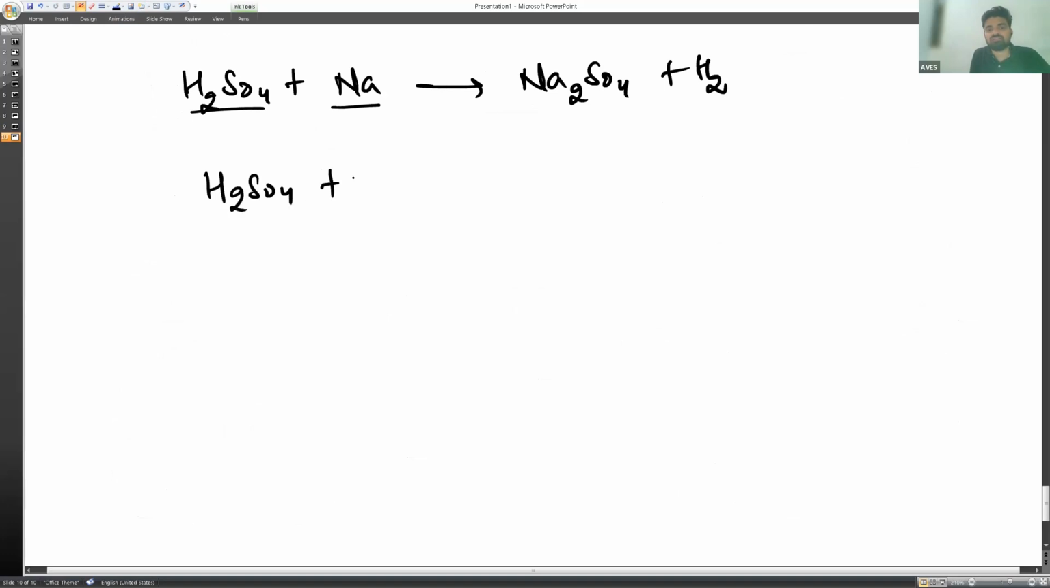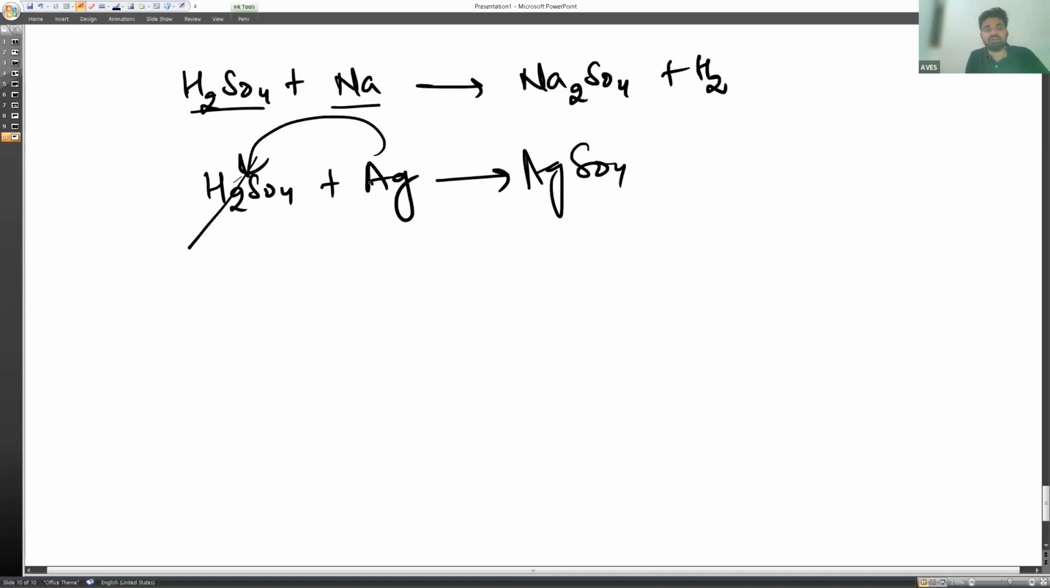H2SO4 and you react it with silver, it will not give silver sulfate. Silver should be more reactive than hydrogen because it is a displacement reaction. Hydrogen should be removed and then we have to add it with silver. But for this, what we need to do? Think that there will be no reaction here. There will be no reaction here.